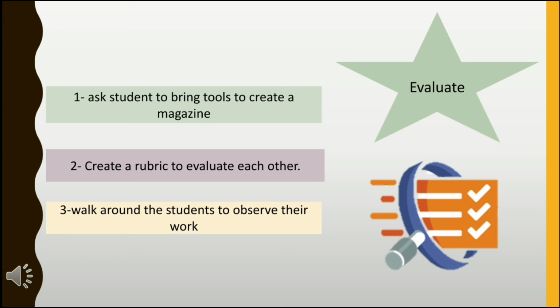And the rubric includes some criteria such as whether the information in the magazine is correct, does the magazine include expressive pictures, is the magazine arranged. Then I will ask students to exchange magazines between each other to evaluate each other by putting a sad face or happy face. Then I will wander among the students, observing the students' work.